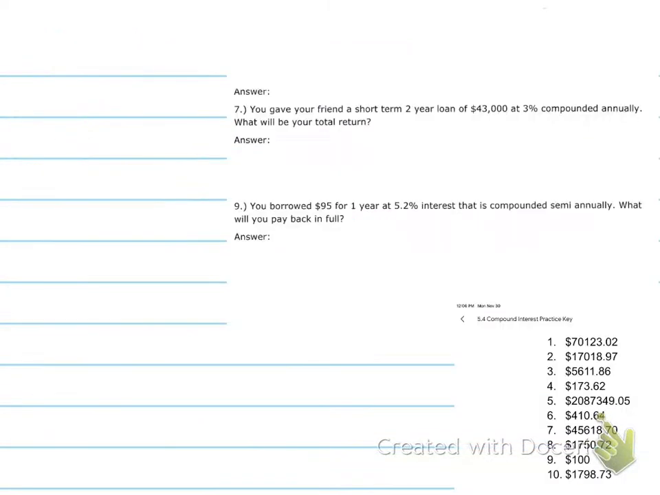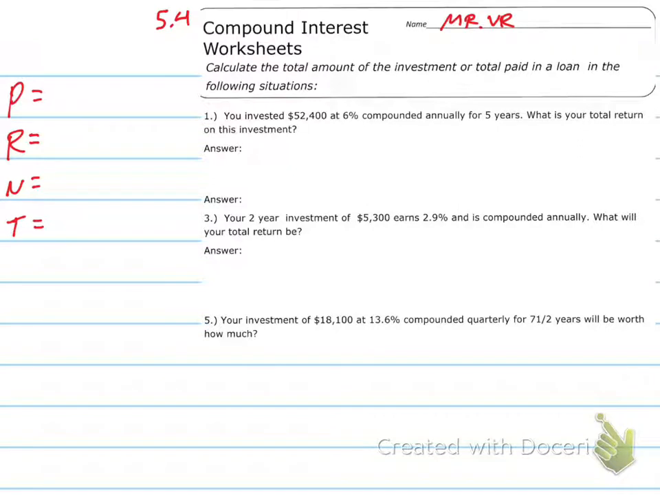Okay, so knowing that, our equation is A is equal to P times 1 plus R over N, to the N times T exponent, okay? So in each one of these equations, we need to find the P, the R, the N, and the T.